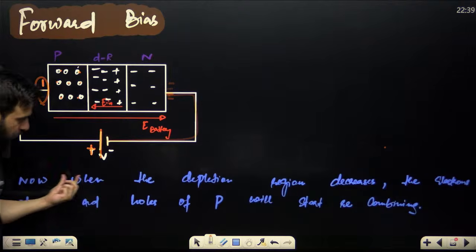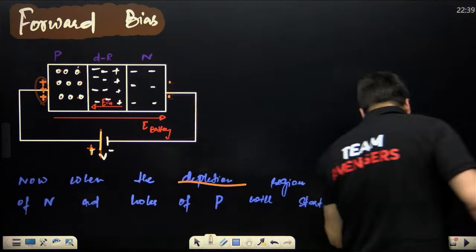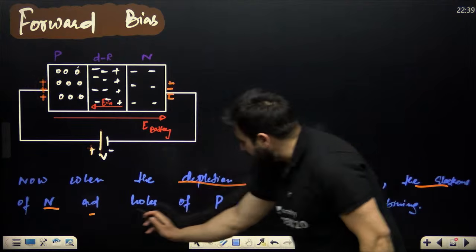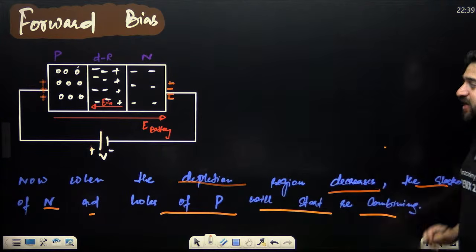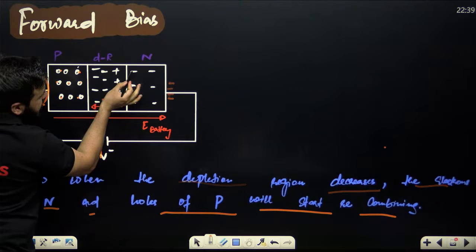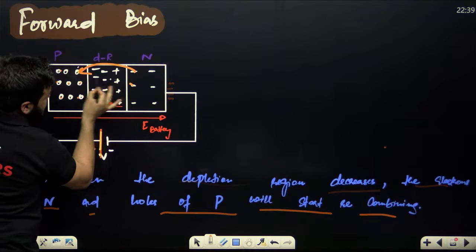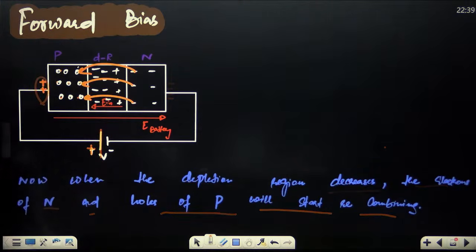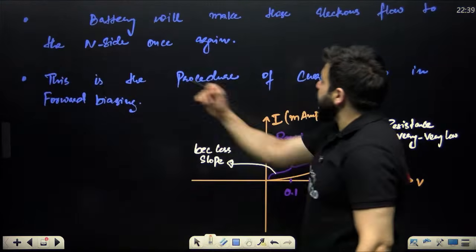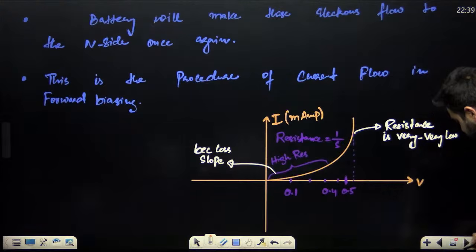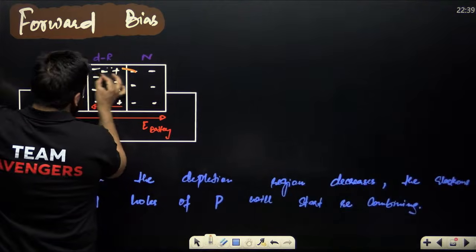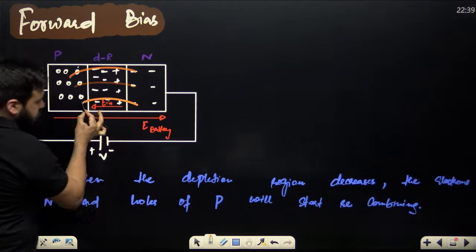So when the depletion region decreases, the electrons of N and holes of P will again start recombining. Again, electrons and holes start recombining. And now, my dear NEET aspirants, when electrons and holes start recombining, these electrons reach over here.